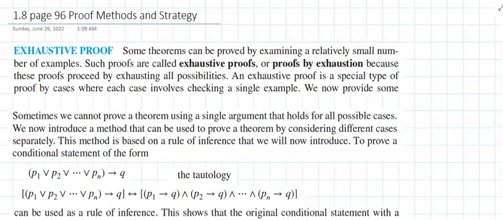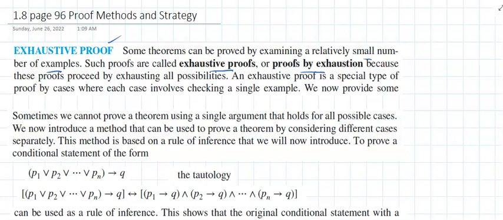Section 1.8 is page 96, and talks about proof methods and strategies. Here we're going to talk about a few different types of proofs that we're going to work with and see examples on. The first one is called exhaustive proof. Some theorems can be proven by examining a relatively small number of examples. Such proofs are called exhaustive proofs or proofs by exhaustion, because these proofs proceed by exhausting all possibilities.